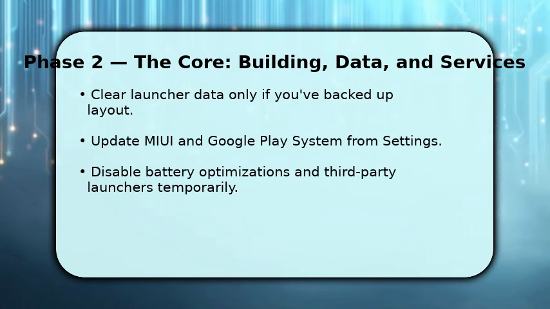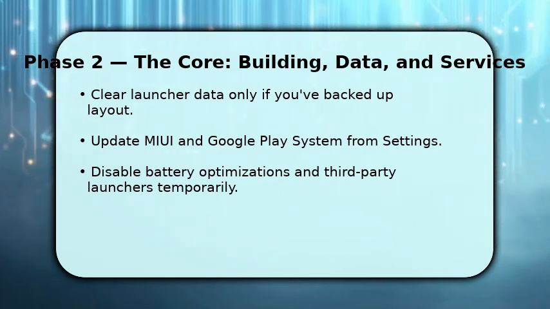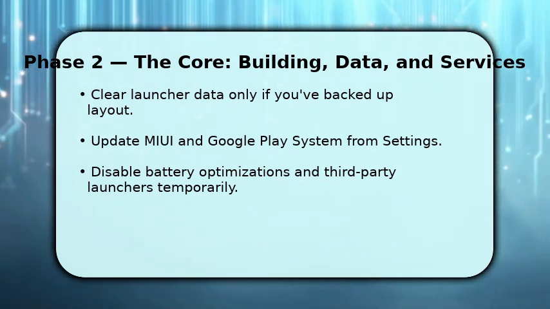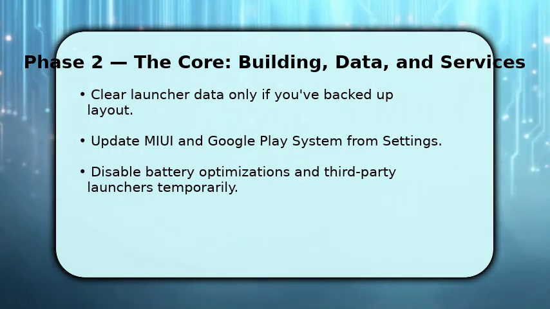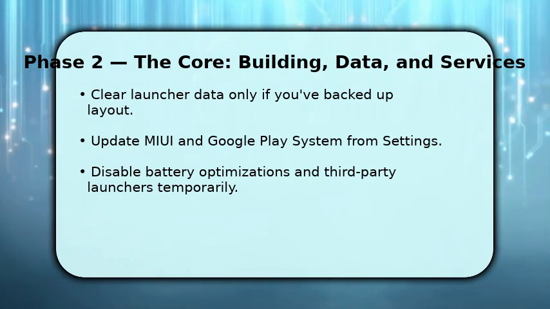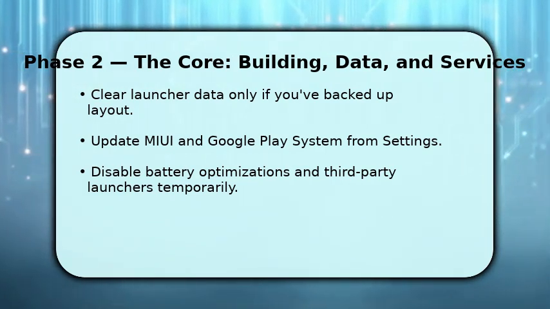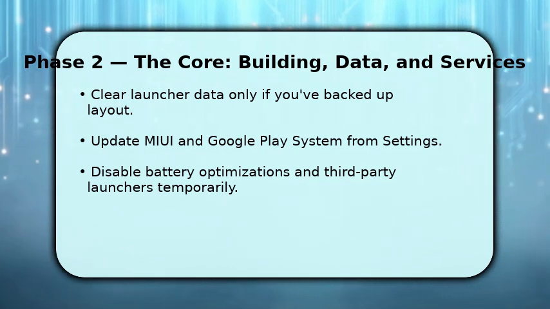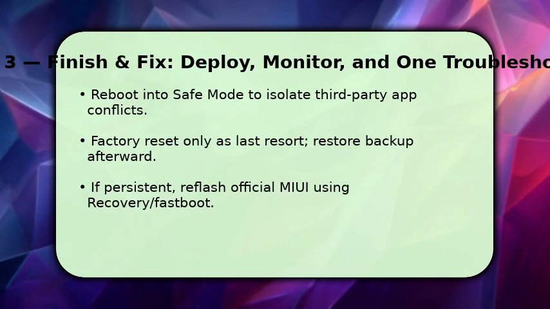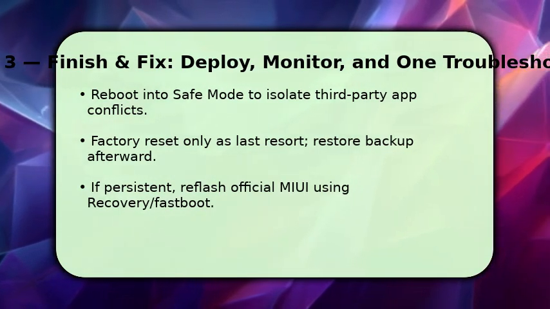Then make sure MIUI and Google Play system are up to date, because outdated system components can break IPC with the launcher. Also, disable battery optimizations and any third-party launchers temporarily. Aggressive power management or conflicting launchers can force crashes. These steps address deeper software conflicts and ensure the launcher can finally reboot into safe mode to see if a third-party app causes the crash.